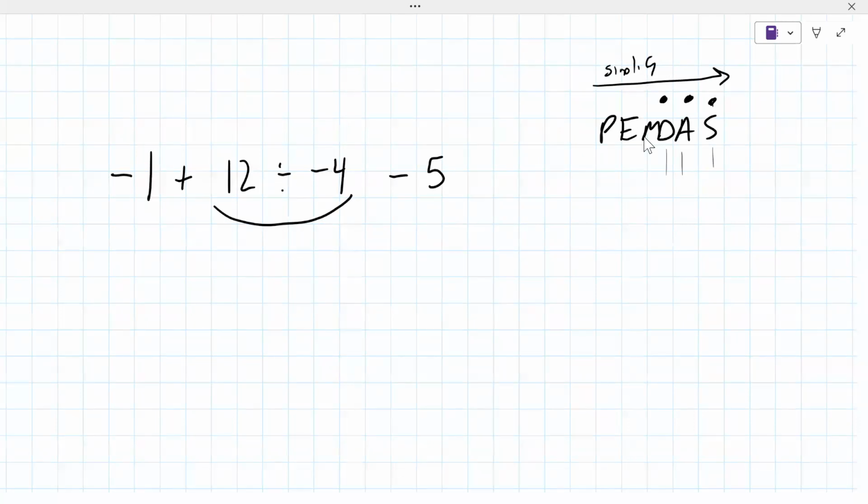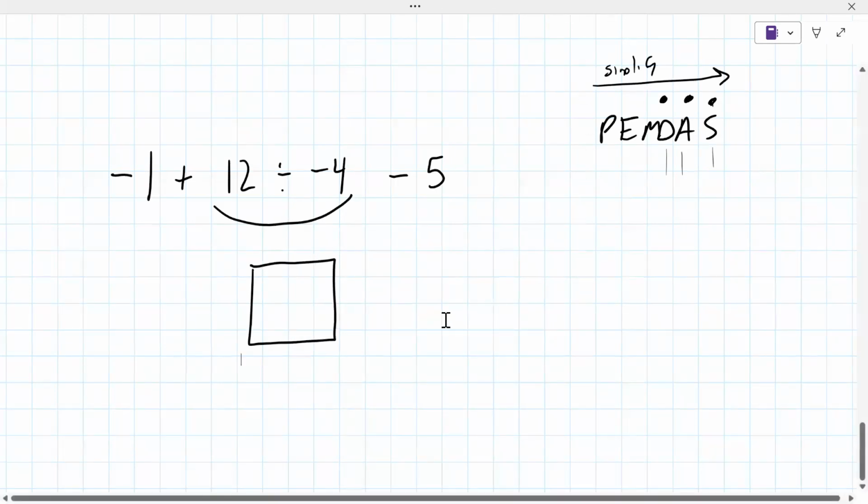Okay, 12 divided by -4. What does that become? Subtract 5. 12 divided by 4 was 3, positive 3. Tell me what I'm going to put in that box there. What's the result? Wait, I'm confused. Tell me what you're confused about. Like 12 divided by -4, right?